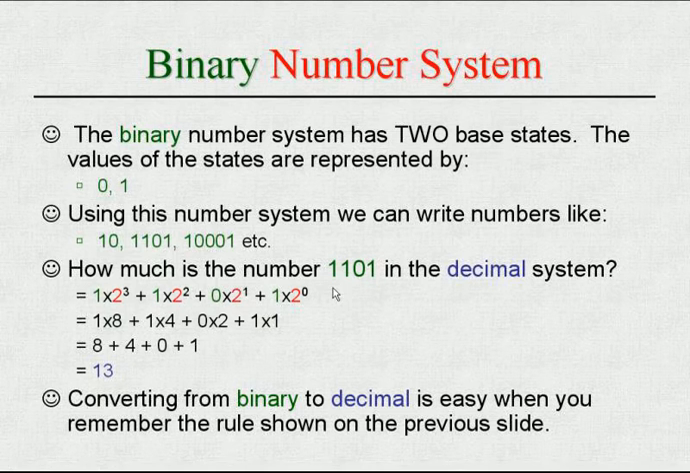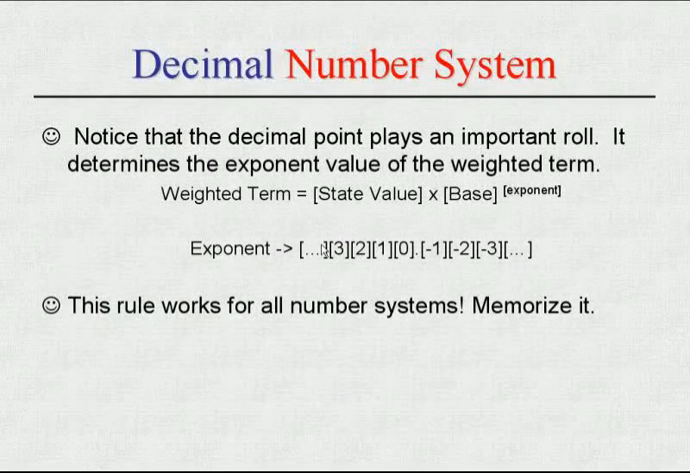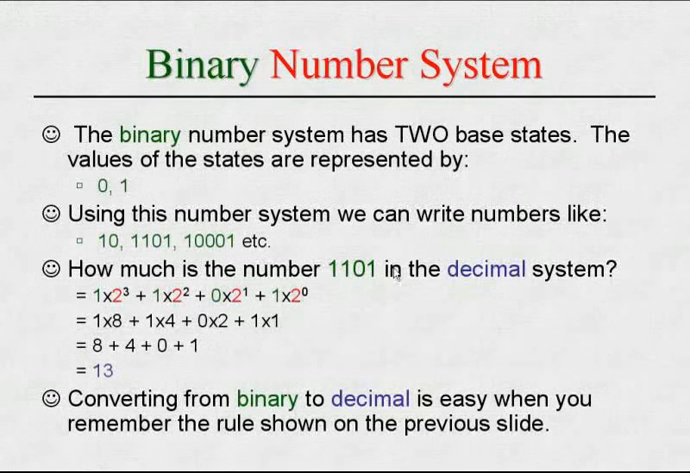So again, we can work this out. We get 1 times 8 plus 1 times 4 plus 0 times 2 plus 1 times 1. And when we add all these up, we get the number 13. So this number 1101 in binary is actually 13 in decimal. Converting from binary to decimal is easy when you remember the rule that I showed you in the previous slide. So this is the rule here. Just take the state value, multiply it by the base to the exponent of wherever it's supposed to be. We add up all the individual components and then we get the decimal equivalent.